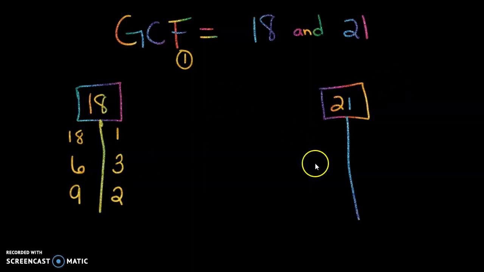Okay, so let's go over to 21. Let's think of numbers that multiply to be 21. 21 and 1. 7 times 3. I think that's it. Can't think of any more. Okay, so now we're just going to go down the list. Number 2, common factors. So what numbers do they have in common?